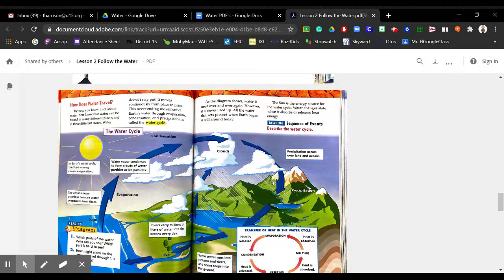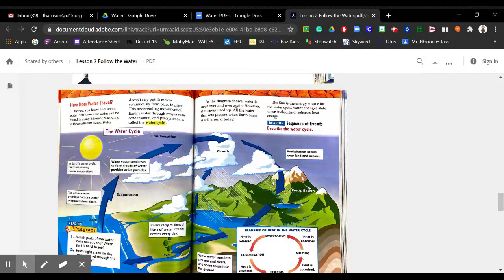By now you know a lot about water. You know that water can be found in many different places and in 3 different states: solid, liquid, gas. Water doesn't stay put. It moves continuously from place to place. This never-ending movement of Earth's water through evaporation, condensation, and precipitation is called the water cycle.